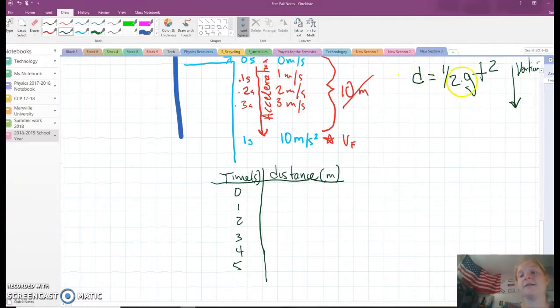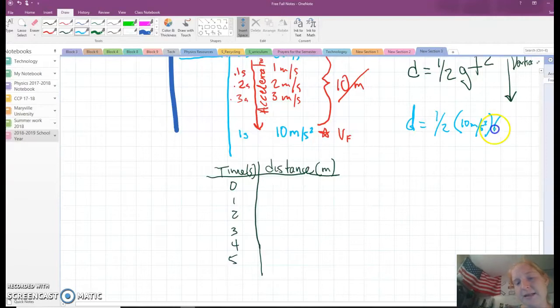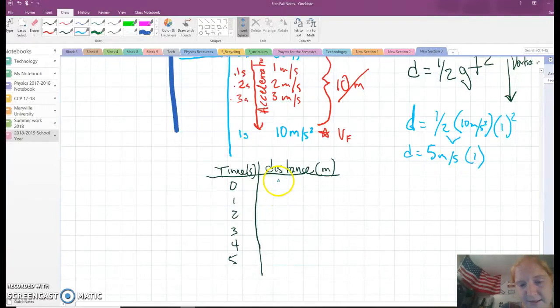distance is d, g is gravity, which you will have to memorize, and t is time. For the sake of ease of the math, I will allow you to use 10. Distance we don't know. We know how long it took them to go splat. We're going to do this a couple times. 1/2 times, we'll do 10 for ease, meters per second squared, times 1 squared. Okay? Distance equals 5 meters per second squared times 1. The first distance, so this is 0, this is 5.